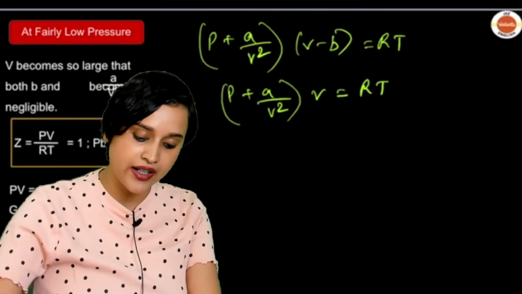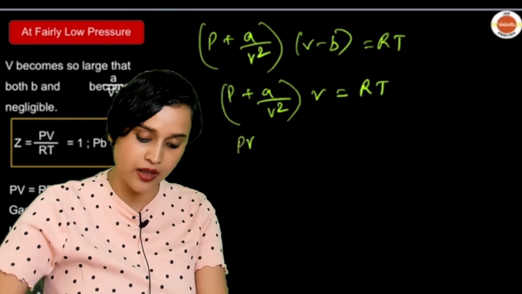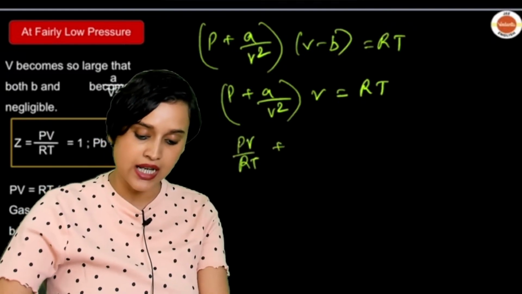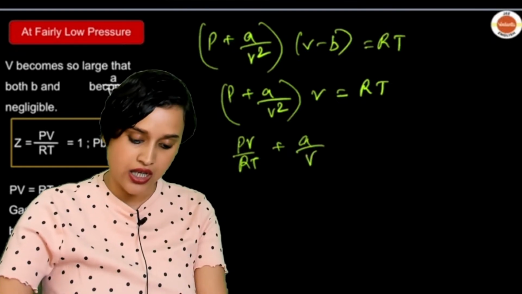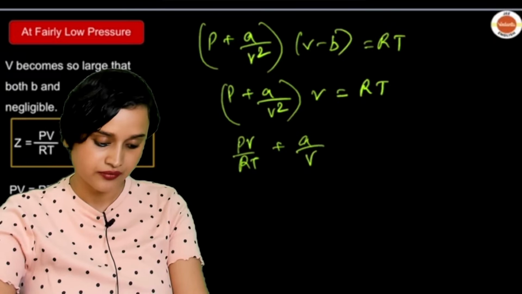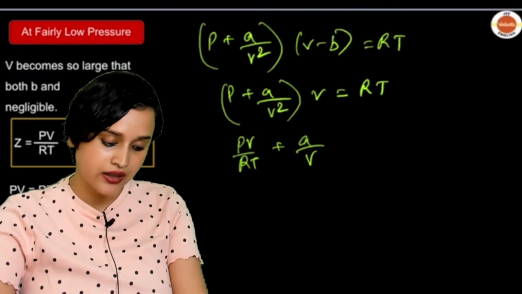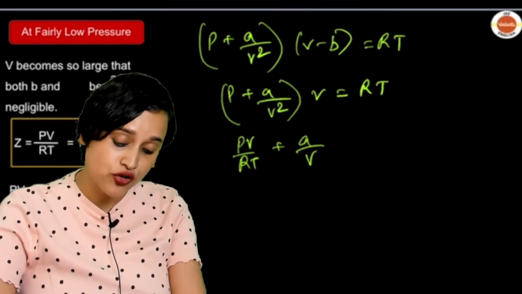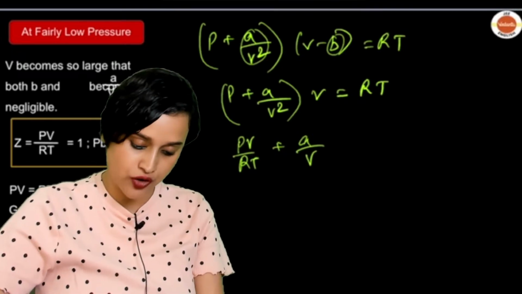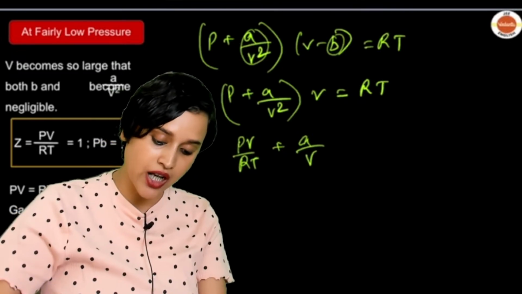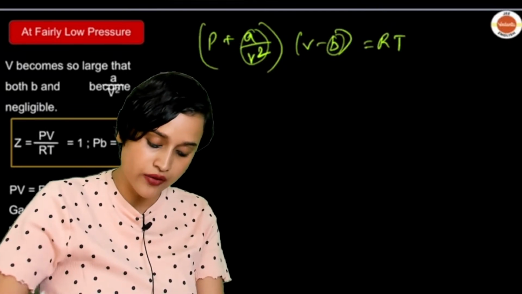Okay. Now, if I divide by RT and multiply this, what will I get? I will get PV by RT plus, again, the same thing. A by V is... no, V is so large. My volume is so large that both of these terms become negligible. If that happens, then what will happen?